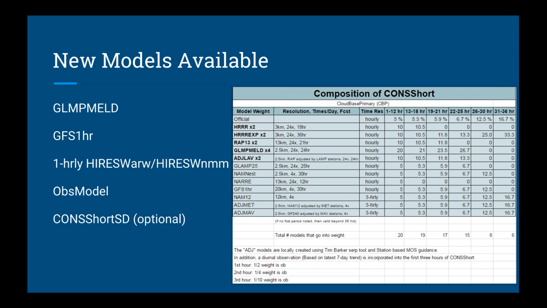I believe it is only cloud-based primary, or it's actually a ceiling grid again, so they're only forecasting ceilings. We call it cloud-based primary so we can get into the blending tools. And as well as visibility. So you should have that for both.